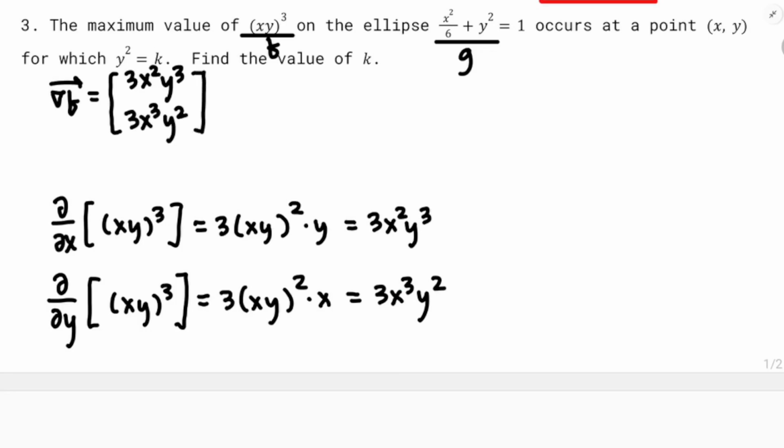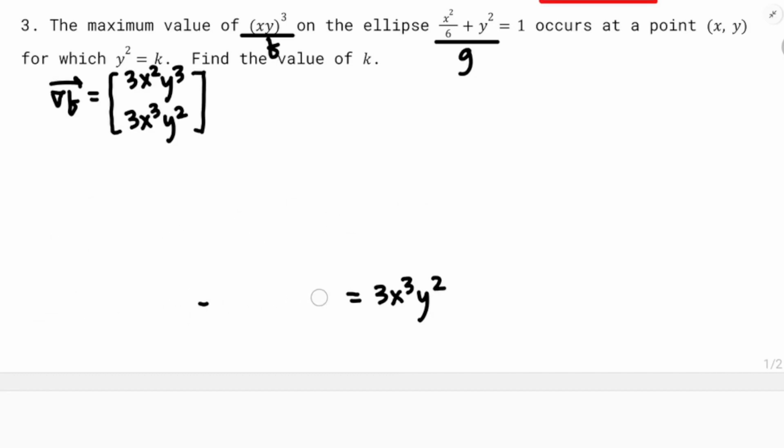And that's the gradient of f. I'm not going to need this scratch work anymore. And that's going to equal lambda times the gradient of g. And I think the gradient of g is going to be much easier to find.